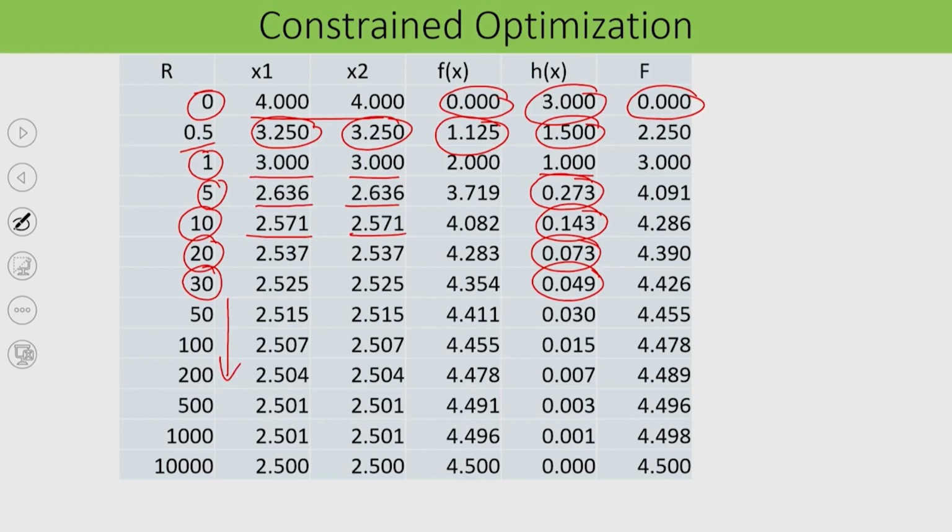Then if you continue your iteration to r equal to 10,000, the constraint violation is almost 0, and the solution you are getting is 2.5 and 2.5, and the objective function value is 4.5 and capital F is also 4.5. So, here what we have done is start our iteration with a smaller value of r and then increase it, and at almost r equal to 10,000 we get the solution 2.5 and 2.5, which is the constrained solution of this problem. Violation is 0 and the objective function value is 4.5.